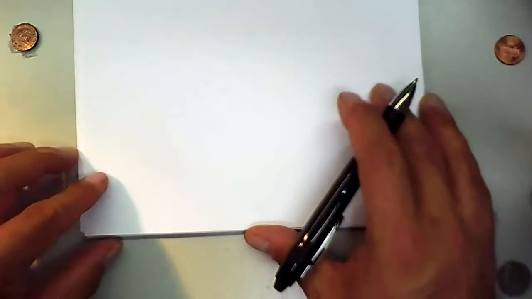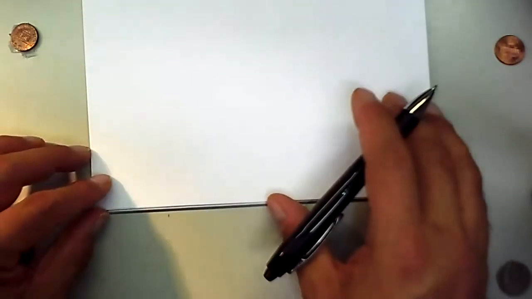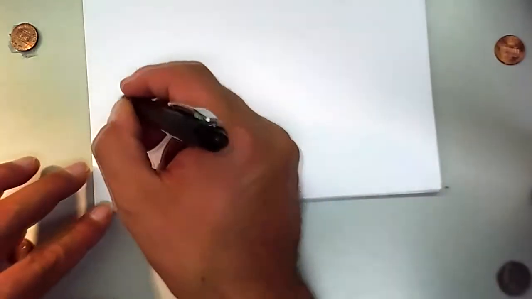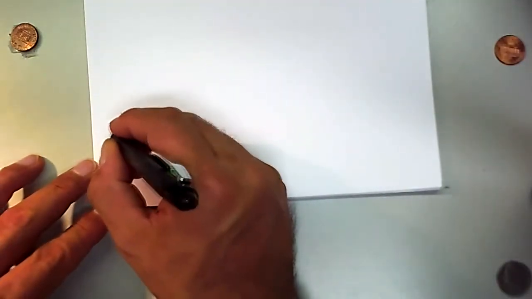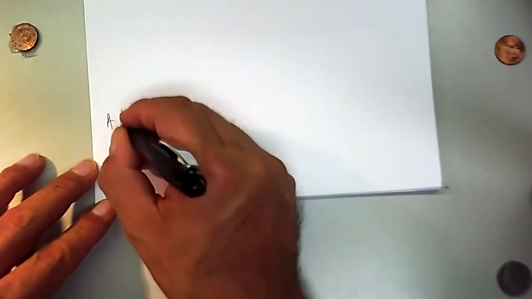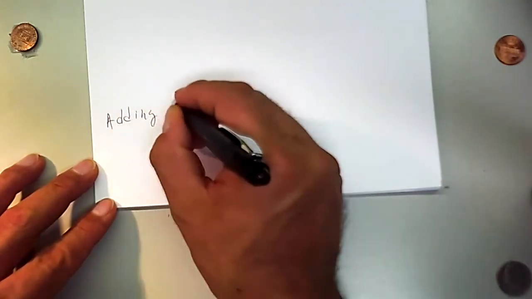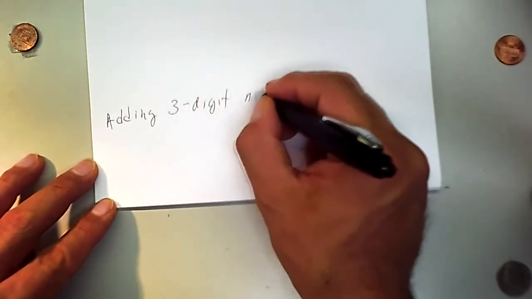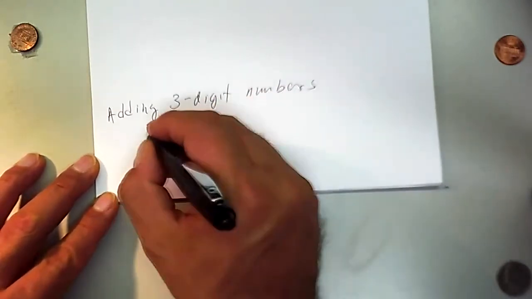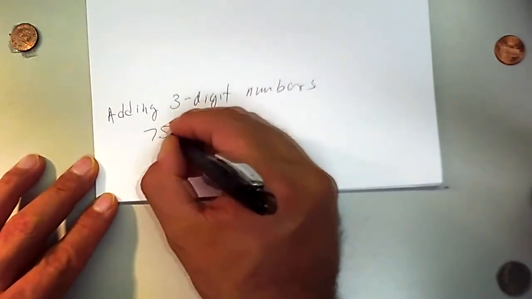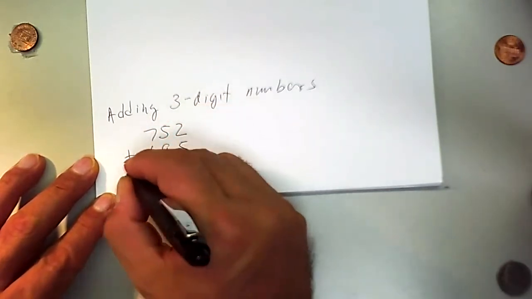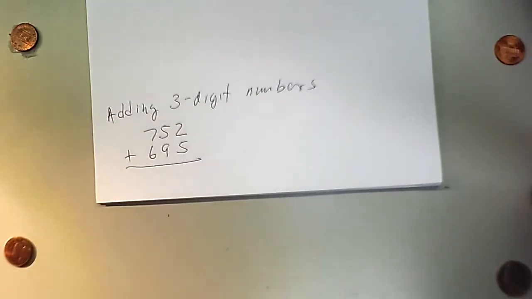In elementary school, at some point, we learn how to add whole numbers, 3-digit numbers. Let's say we're learning how to add 3-digit numbers, such as, I don't know, 752 plus 695. At some point in your school career, in elementary school, you learn how to do this.